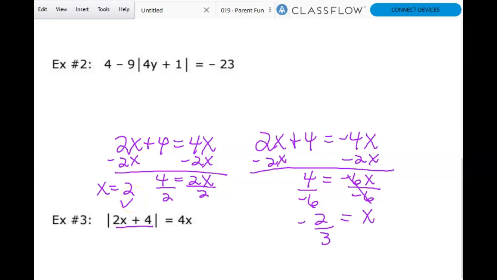So next, we have the negative 2/3, right? Y'all, look at the negative 2/3. I have to multiply it times 4. If I multiply the 4 times the negative 2/3, what do I get? Negative 8/3. Can the absolute value equal a negative number? So what is true about this? This is extraneous. So only the 2 works.